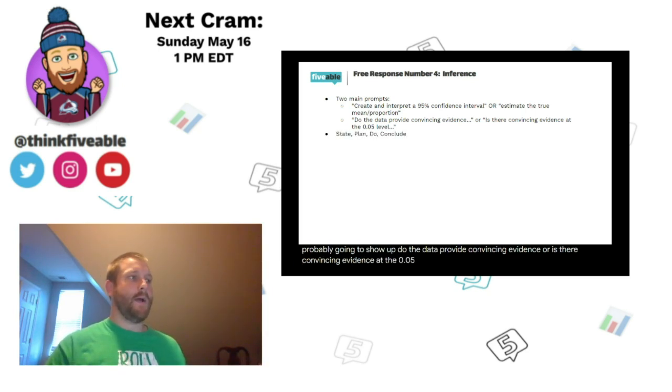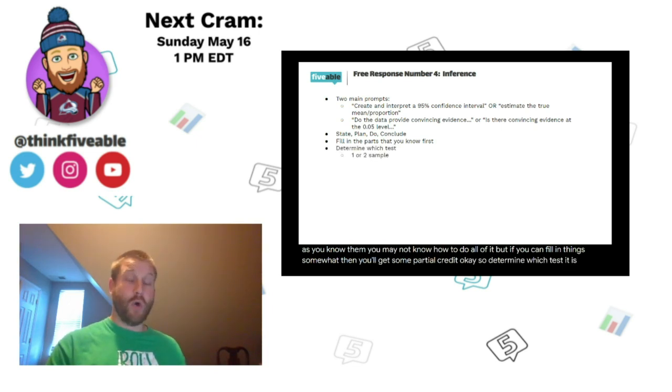The way we did that, if you see one of those prompts, which you will, I would be beyond shocked if you didn't see something like that or very similar to that: do your 4 quadrants on your paper, state, plan, do, conclude, and then fill in things as you know them. You may not know how to do all of it, but if you can fill in things somewhat, then you'll get some partial credit. So determine which test it is. Is it 1 or 2 sample?